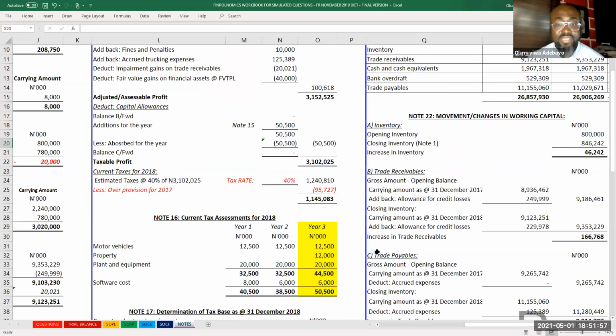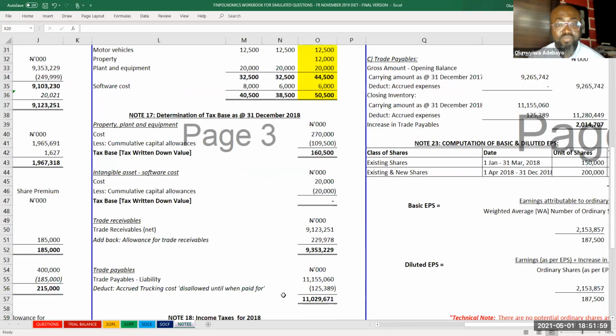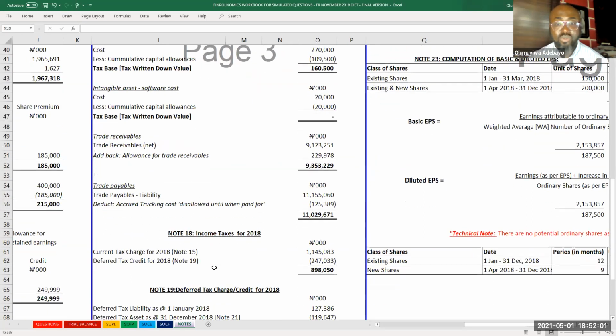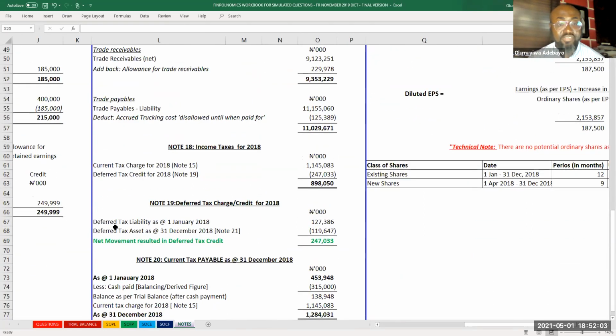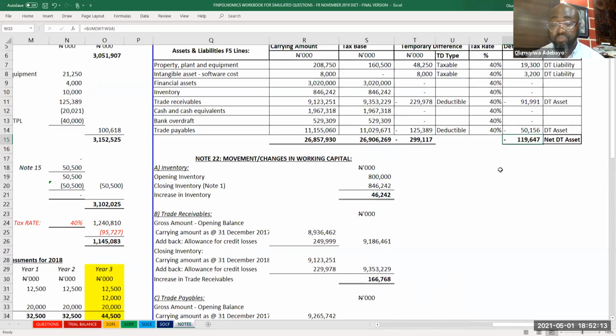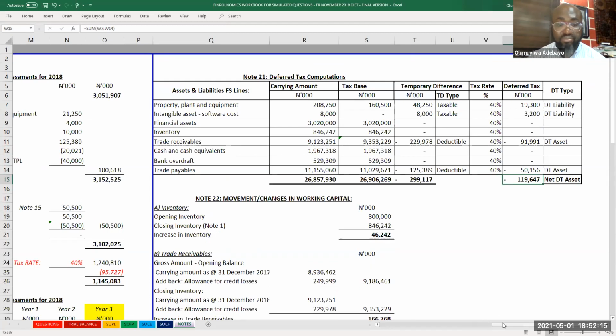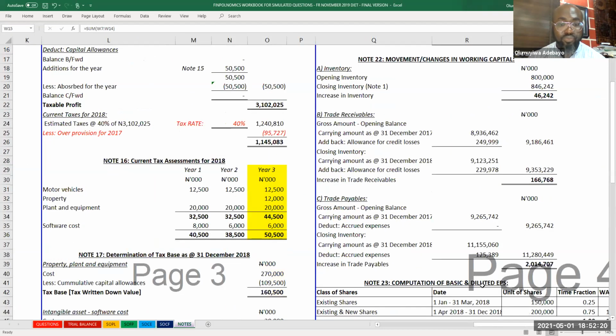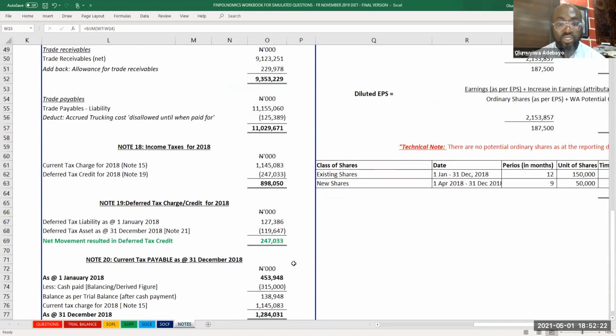Now, what then do we need to do? How do we obtain the assets? This is the deferred tax asset we have here. Okay. This is flowing from here, as you can see. And therefore, that is our position. This is the net movement at the end of the day.